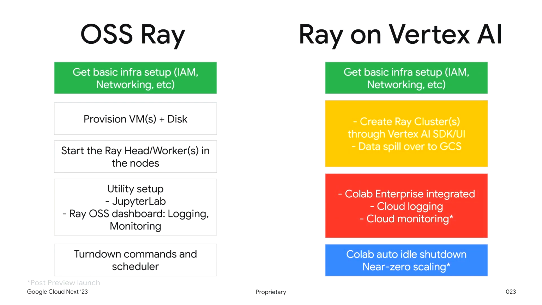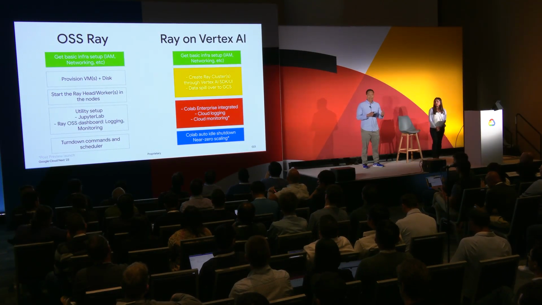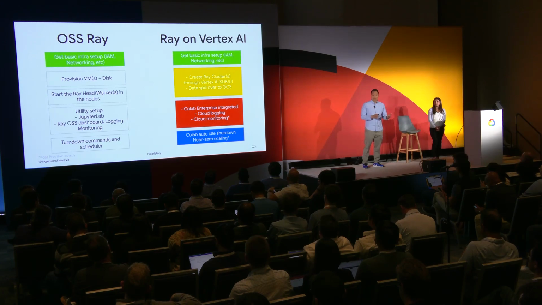With Ray on Vertex AI, though, you do not have to worry about any of that stuff because we take care of all of these things for you. When you create a Ray on Vertex AI cluster through our Python SDK or UI, it already provides an integrated experience with Colab, cloud logging, cloud monitoring, and we even take care of the idle shutdowns and near zero scaling so that you don't have to worry about it. We made this so that you can focus on the most important aspect of your work, which is to be an AI creator.